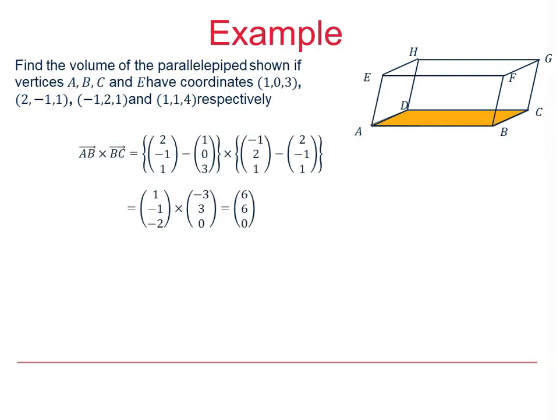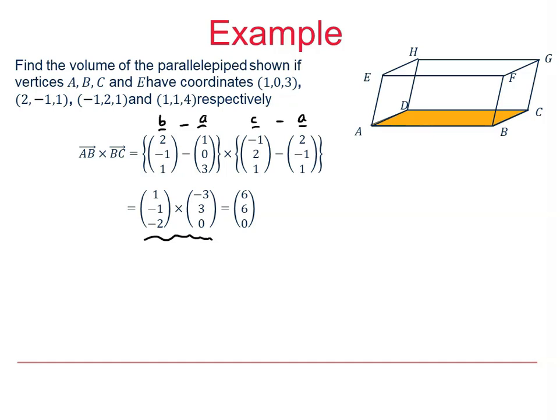Well, hopefully you've done that and got the following solution. AB cross BC, well AB is the position vector of B minus the position vector of A, and BC is position vector C minus A. And that gives us these two vectors, and when we form the cross product you get the vector 6, 6, 0.